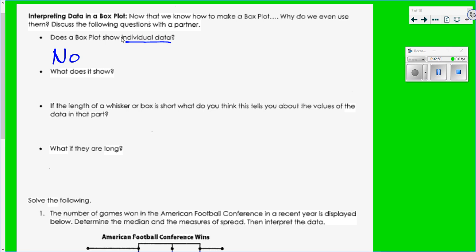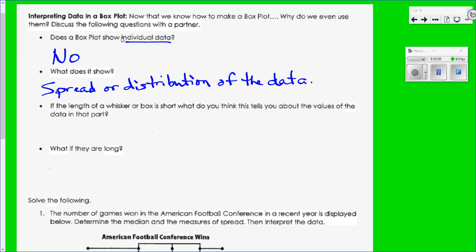Spread, the distribution, right? So it shows the spread or distribution of the data. I can see how far it's spread out. So if the length of a whisker or box is short, what do you think that tells you about the values of the data in that part?